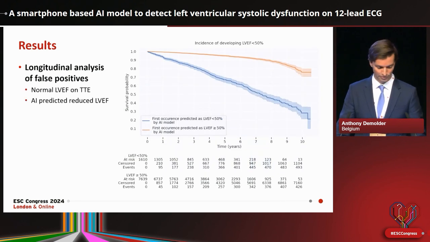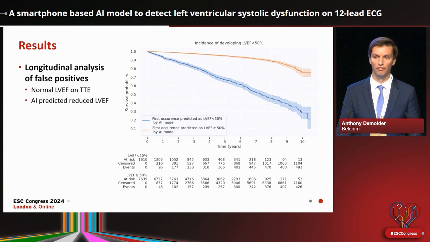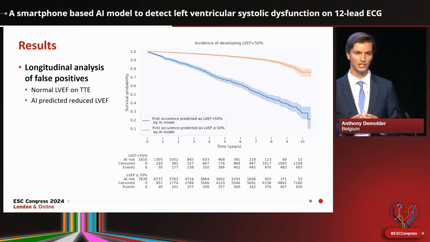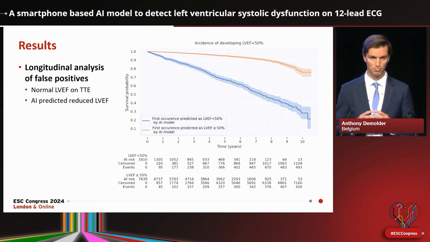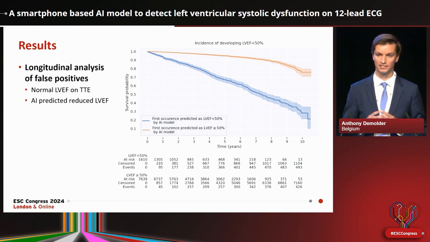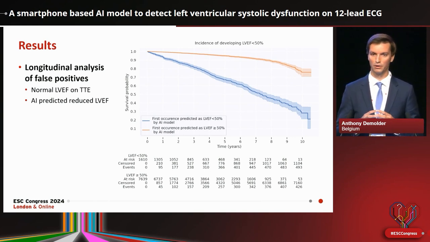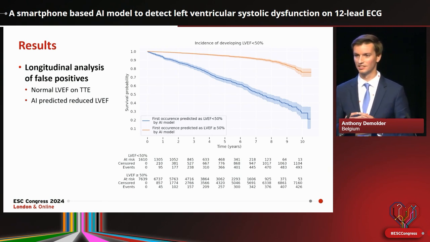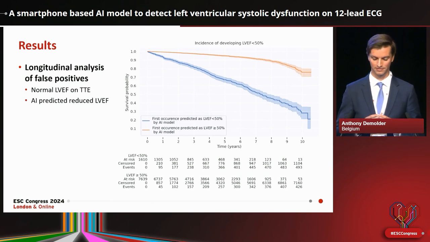And now, for my final analysis, we also did a longitudinal analysis of false positive cases. What are the false positive cases? These are patients who had a normal ejection fraction on TTE at time point 0, but the AI model predicted that they had a reduced left ventricular ejection fraction. And now we set this out in a Kaplan-Meier curve to see what is the incidence of developing reduced ejection fraction over time in these patients.